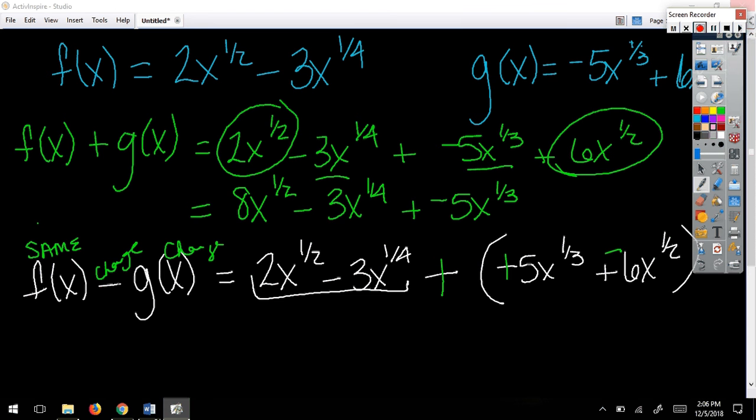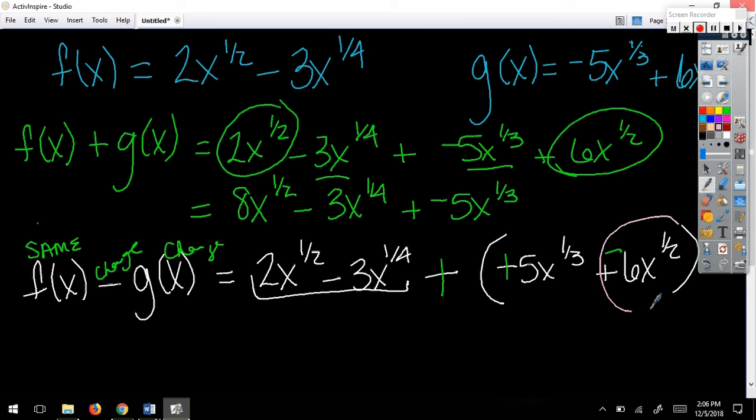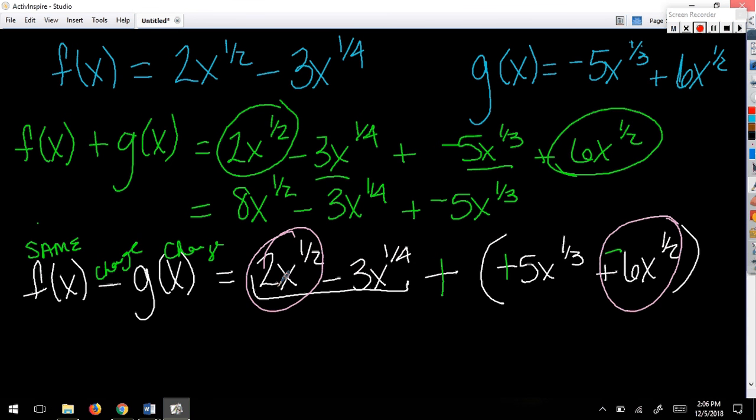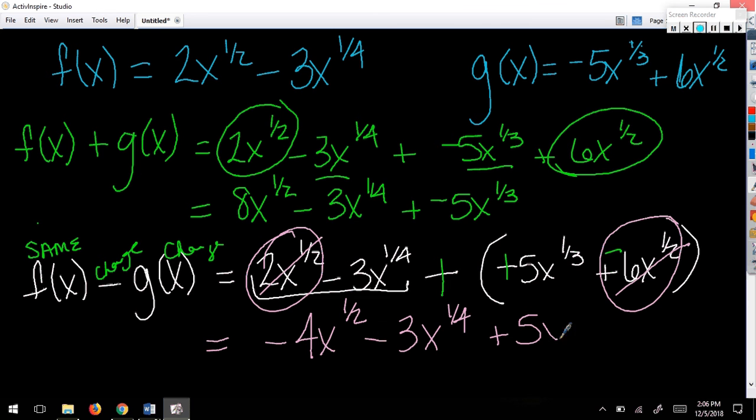All right. Like terms. Which ones are like terms? It's still the 1/2, right? What is 2x to the 1/2 and negative 6x to the 1/2? Negative 4x to the 1/2. And then I just write the rest because it doesn't have any more like terms in there. All right, that's addition, subtraction.